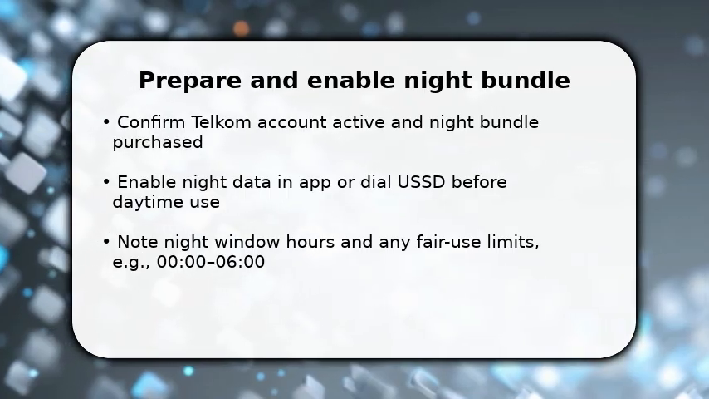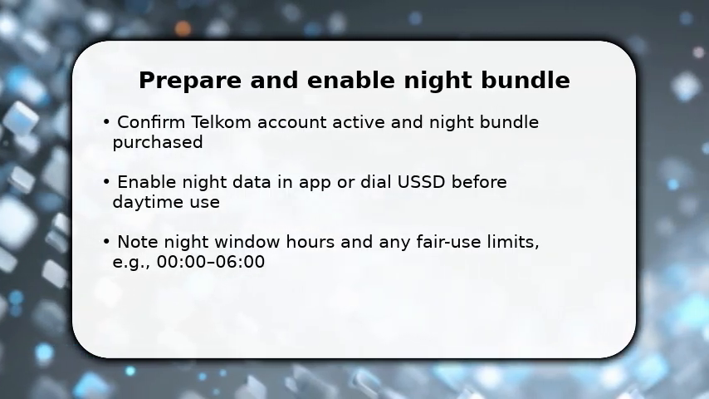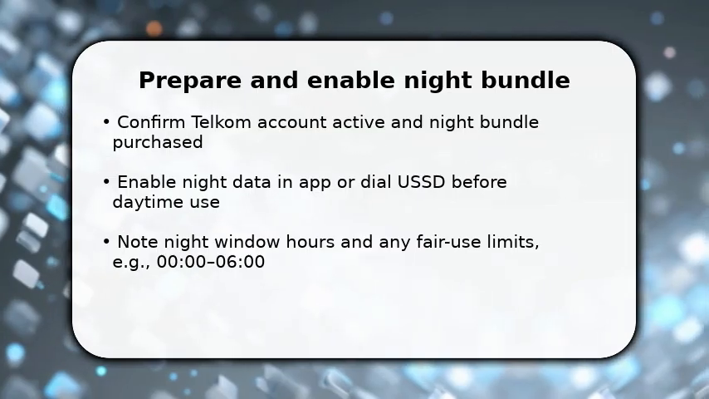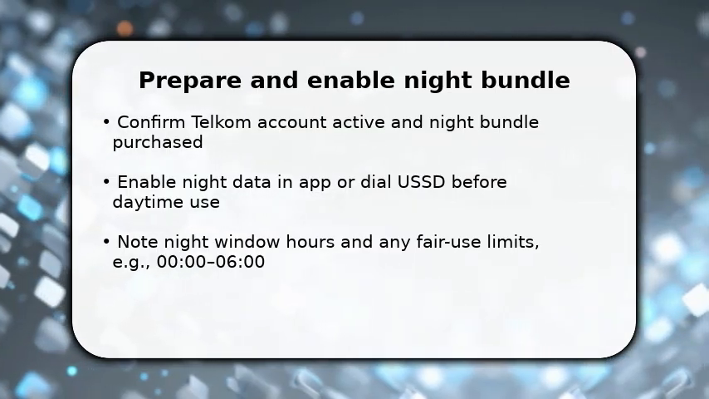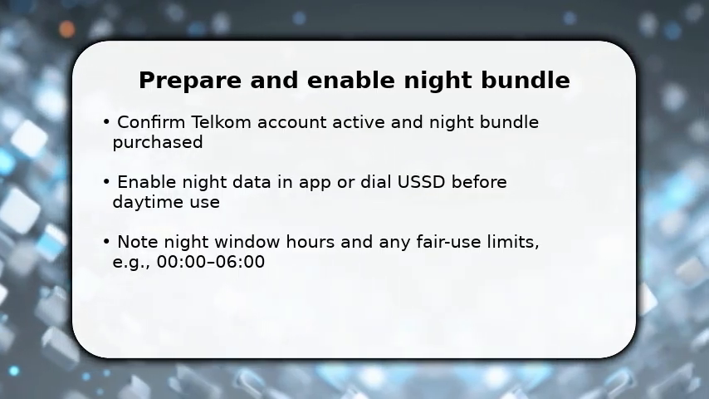Once enabled, note the night window hours and fair use rules so you know when allowances apply. Make sure to record any bundle size and expiry. This lets you plan daytime usage later without surprises, and it speeds the later conversion steps.